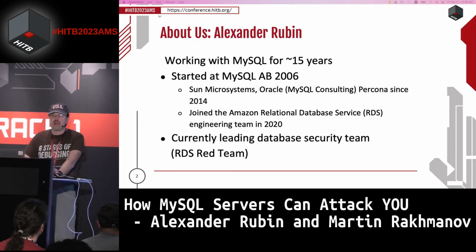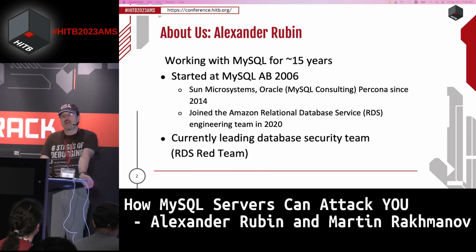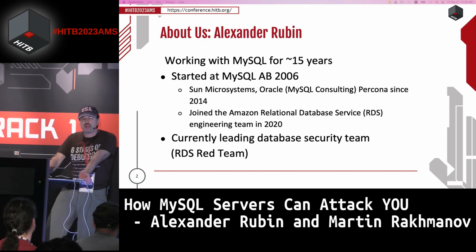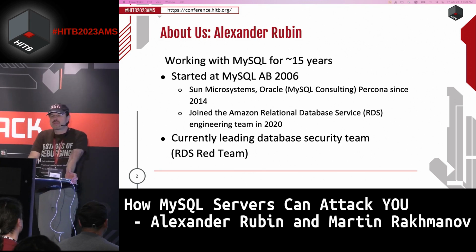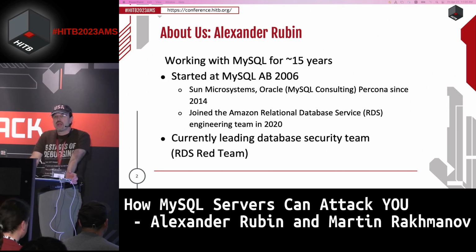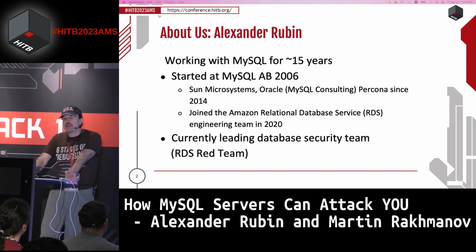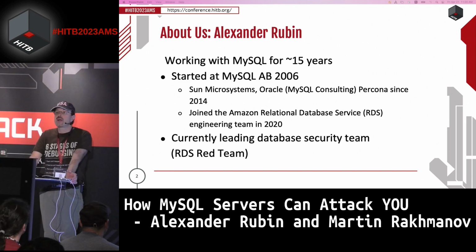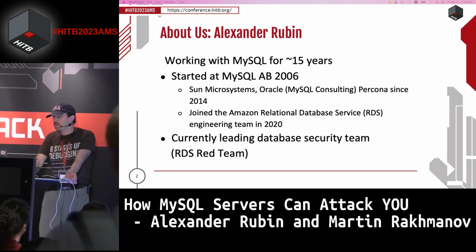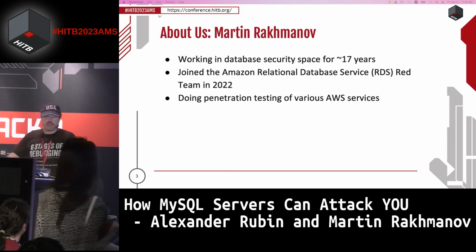So my name is Alexander Rubin. I have been working with MySQL for a long time. I joined MySQL AB, the company behind MySQL, and over the years I got my interest in security. I started playing capture the flag games. And I joined Amazon Web Services about 2 years ago. I'm currently leading what we call the Relational Database as a Service Red Team. So we're doing security research, and we're doing pen testing, and we are trying to attack our own services at AWS.